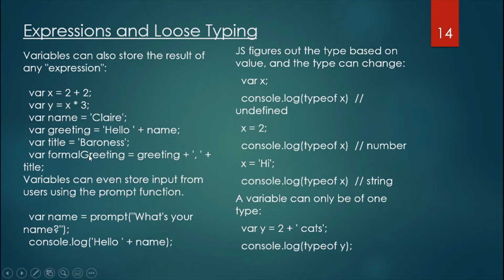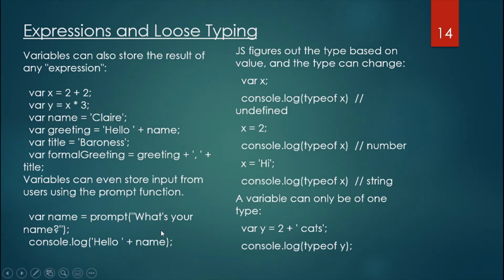Expressions means we are doing some operation, like greeting is equal to something, storing the results in expressions. Here the expression is 2 plus 2, or x into 3, and we are storing it in another variable. This is how we can use expressions and loose typing. Sometimes we can take this name from our console, or type it here, and even store input from users using the prompt function.